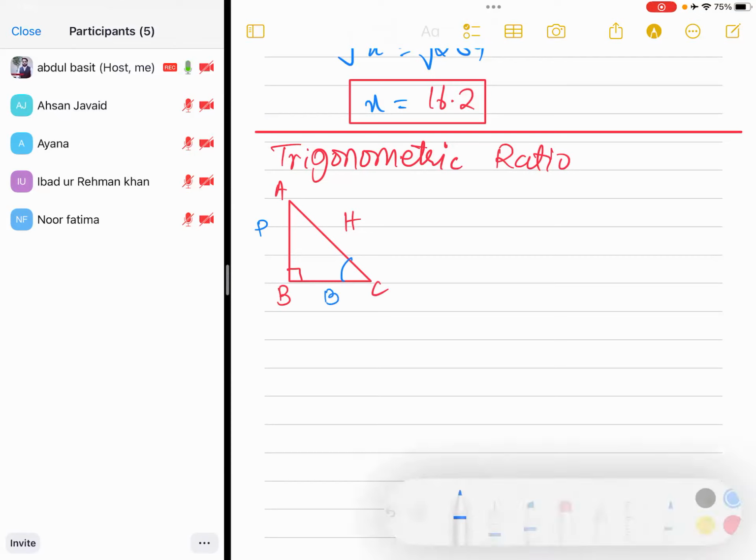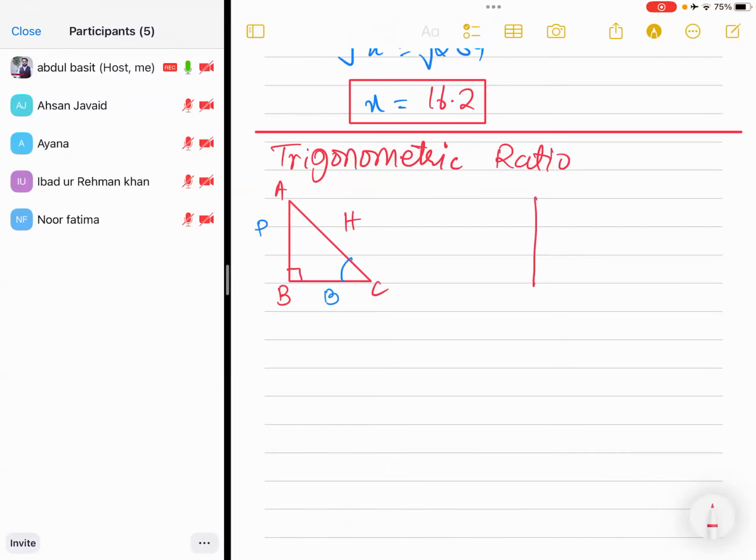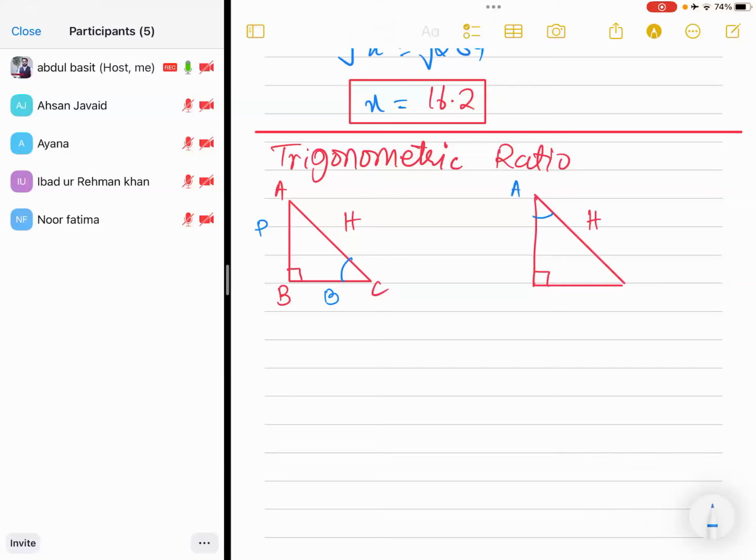For example, Noor, I'm going to make another triangle, but in this triangle, I'll mark the angle A instead of C. So the hypotenuse remains the same, but I'm going to mark angle A here. Okay, Noor. Yes, sir. Now this side BC is my perpendicular, and this is my base. Easy.